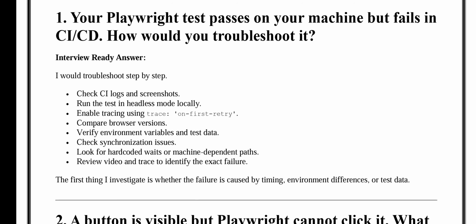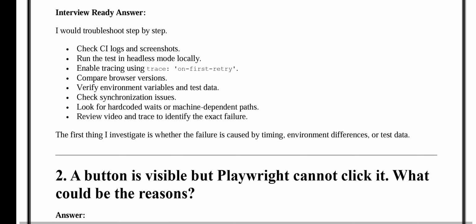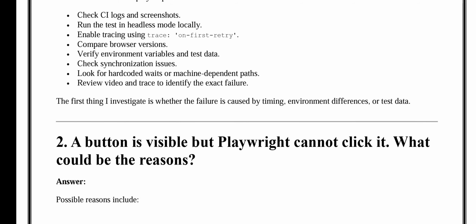I would troubleshoot step by step. I check the logs and screenshots of CI execution. I run the test in headless mode locally. I enable the tracing and I compare the browser versions. I verify environment variables and test data. I check if there are any synchronization issues. I look for hard-coded waits or machine-dependent paths. And I finally review the video or traces to identify the exact failure. The very first thing that I investigate is whether the failure is caused due to timing issue or environmental differences or test data.